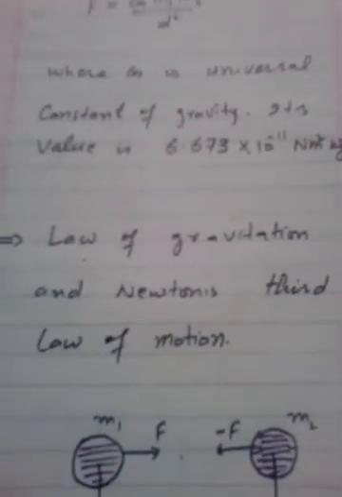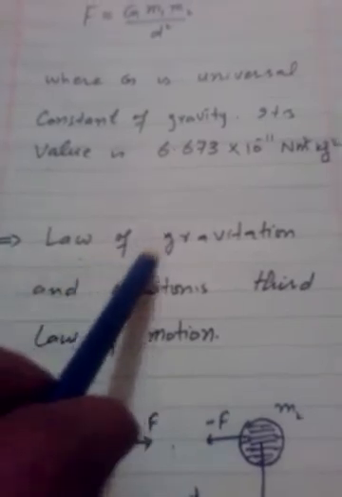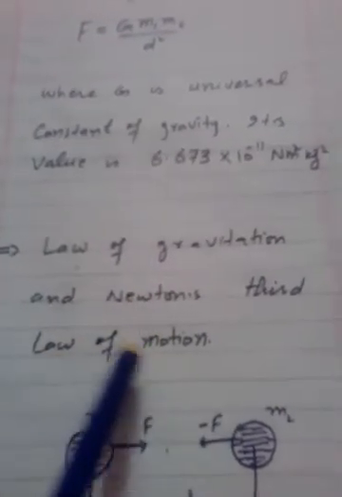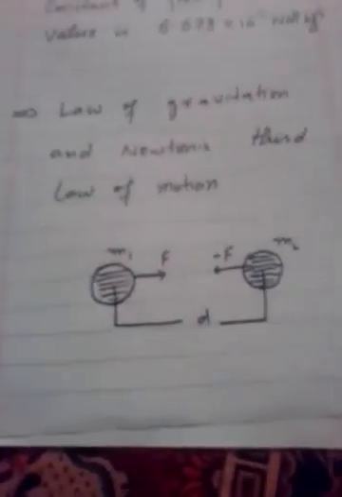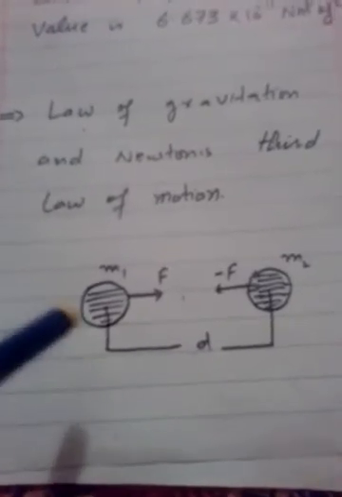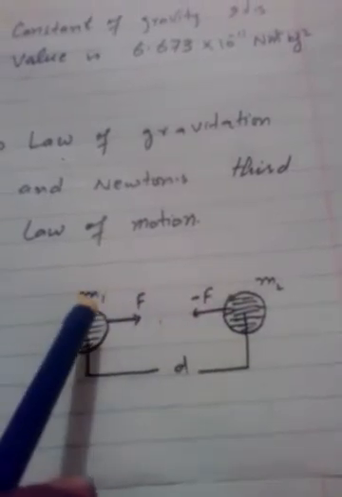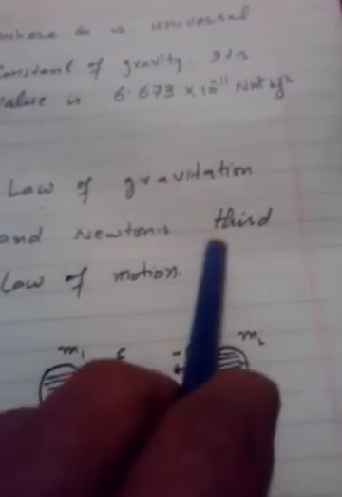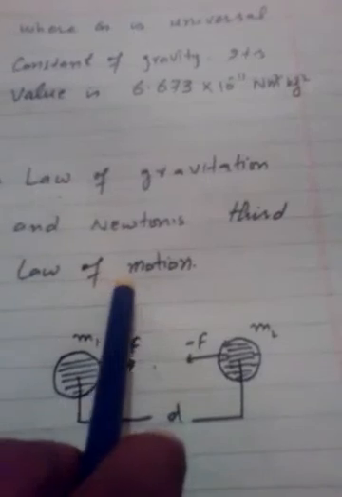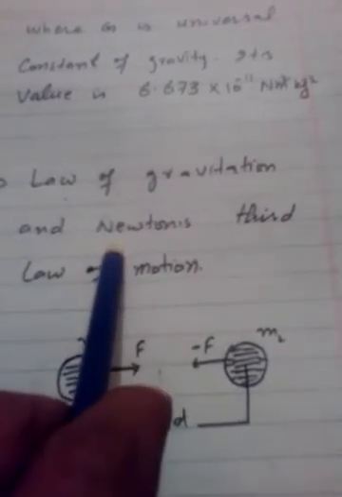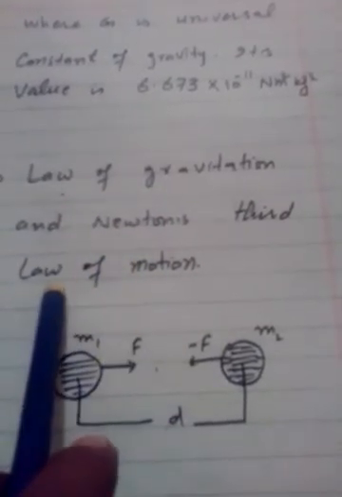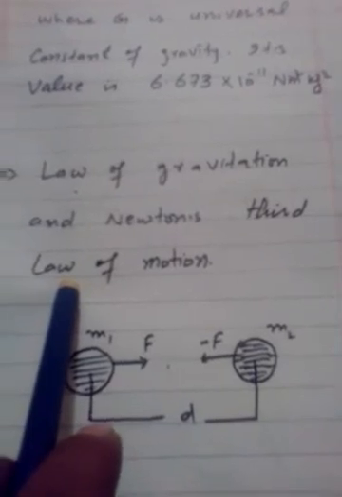Next question is: what is the relation between the law of gravitation and Newton's third law of motion? Now look at this diagram. This is mass m1 and m2. First of all, I recall the definition of Newton's third law of motion, that is defined as: every action has its reaction equal in magnitude but opposite in direction.